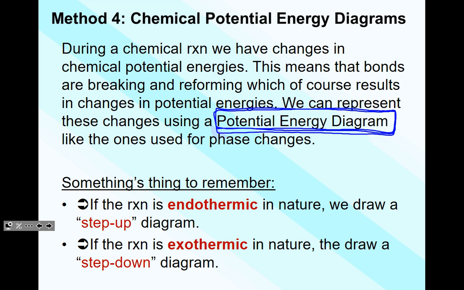Some things to remember: if the reaction is endothermic, in nature we draw a step up. So let's think about that. If we're looking at Q and temperature, the temperature goes up. If your Q is up, if your Q is positive, your delta H is negative, and that's why it's a step down, okay, because this is your system, and this is data for your surroundings.